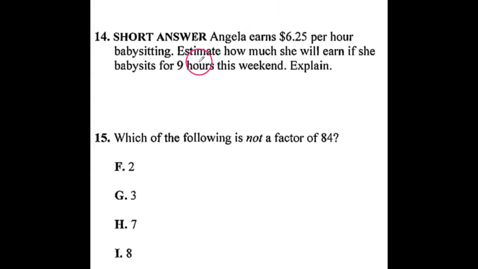One takeaway here is let's estimate how much she will earn if she babysits for 9 hours this weekend. If you're estimating, that means you can actually mess with these numbers a little bit more. So instead of saying 6.25, I could say $6, right? So $6 times 9 is 54. So I'll say she'll make about $54. A little bit more than $54, right? Because it's estimating, you don't have to be precise on these. When it says estimate, it means you can be slightly off. You've got to be close. So that would be my strategy for this one. If you didn't want to mess with decimals, just multiply it together with the calculator.